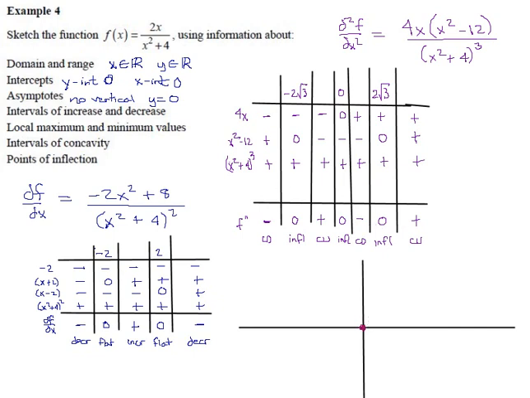I guess another thing they asked for was the maximum and minimum values, and while I found their x coordinates, I never did find their y's, so we could knock those off. If x is negative 2, we know that's a local minimum. The y value would be, what is it? Negative 4 over 4 plus 4 is 8, so minus 1/2.